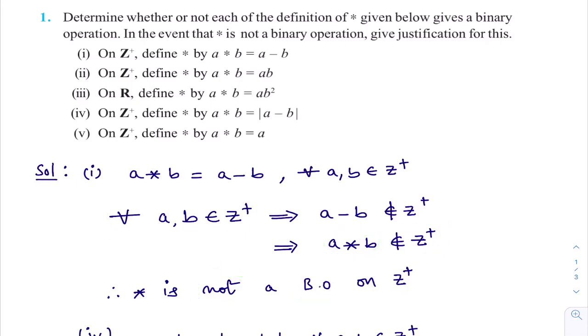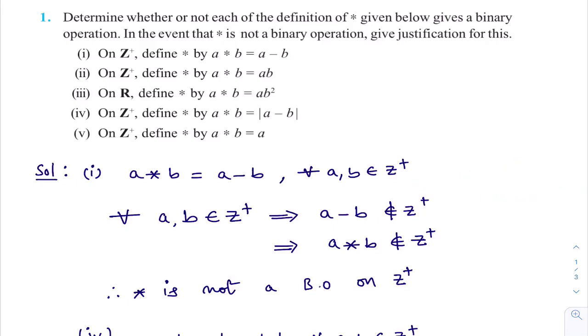You see here, when it is not a binary operation, give the justification for this, they have given. This is just a confusing part. I already explained here now why it is so. Here you can give one counterexample like 2 comma 3 belongs to Z plus, 2 minus 3 equal to minus 1, which does not belong to Z plus.